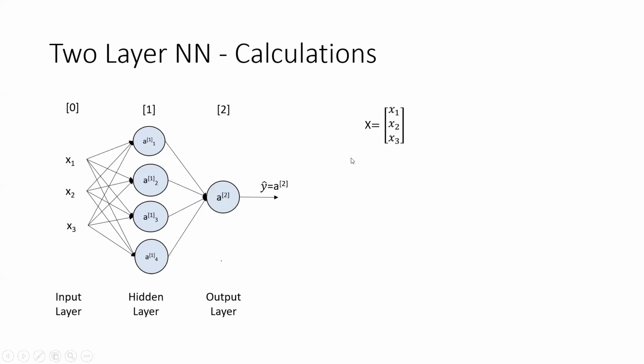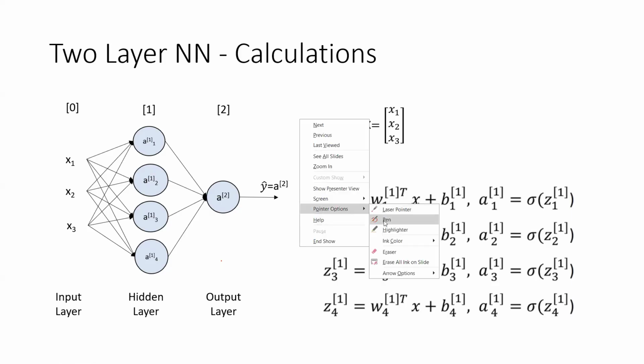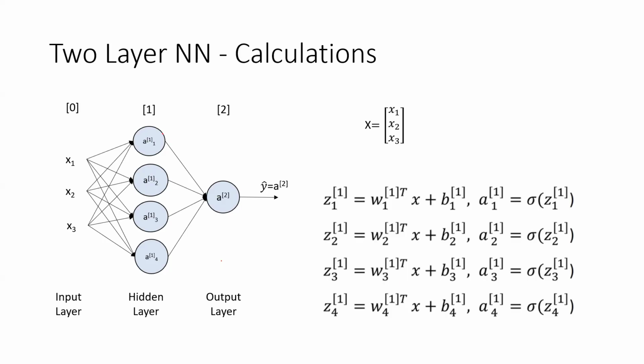Okay. So in this case, the inputs x1, x2, x3 can be represented as x. And the z values for each of these neurons are calculated like this. For example, for this neuron, this is how we calculate. For this neuron, this is how we calculate the z values and a values. This neuron, this is how we calculate, and this neuron, this is how we calculate.